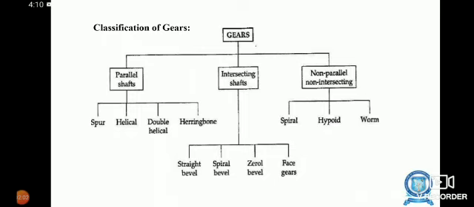Classification of gears: parallel shafts, intersecting shafts, non-parallel non-intersecting shafts. Parallel shafts are again classified into 4 types: spur gear, helical gear, double helical gear, herringbone gear. Intersecting shafts are again classified into 4 types of gears: straight bevel gear, spiral bevel gear, zerol gear, face gears. Non-parallel gears are again classified into 3 types: spiral, hypoid, worm gear.